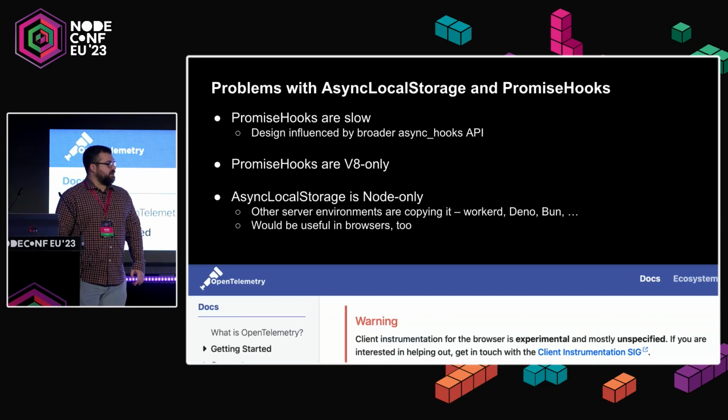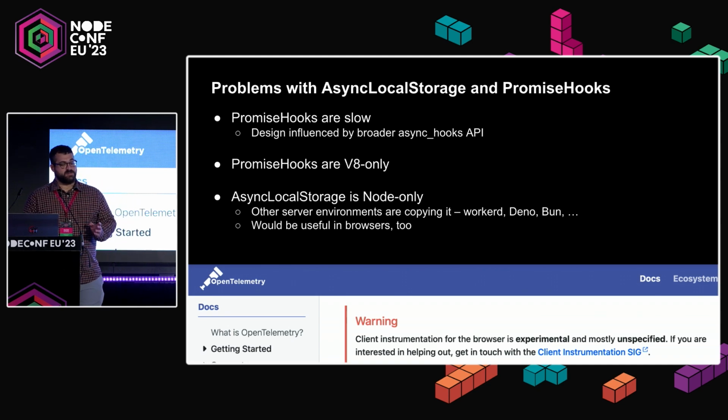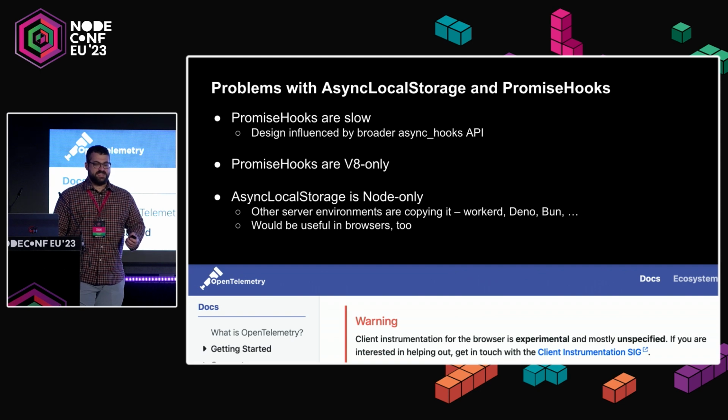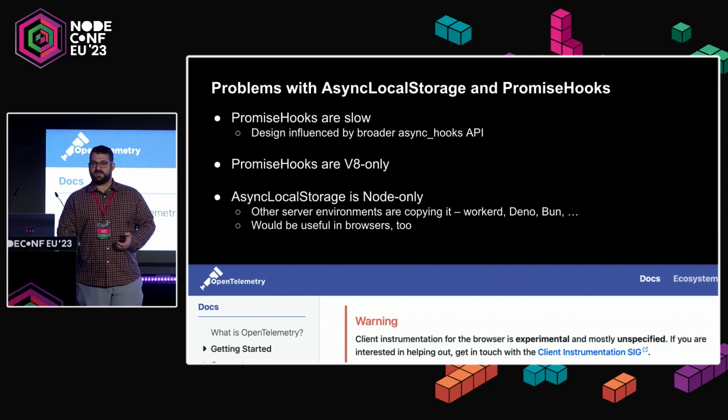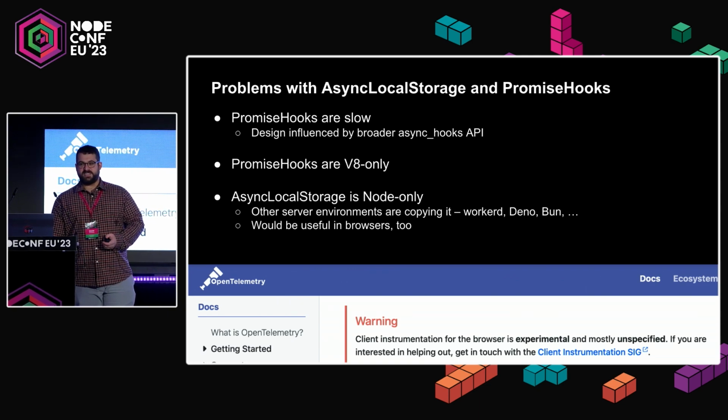But there are a number of problems with how this works. So one is that promise hooks are slow. Having those hooks be calling out to arbitrary JavaScript code was influenced by the previous design of async hooks. Async hooks was this more general mechanism that allows you to hook in different kinds of code, which at the time we thought was needed for application performance monitoring. It turns out all we really needed was async local storage, but that wasn't really clear at the time.